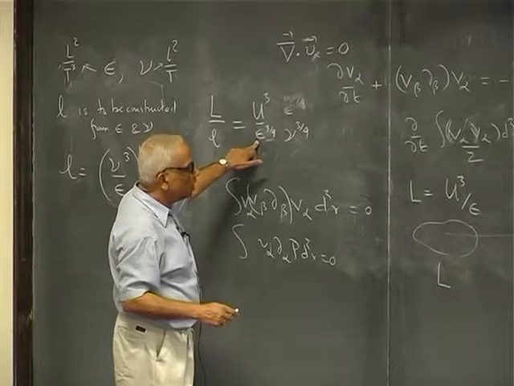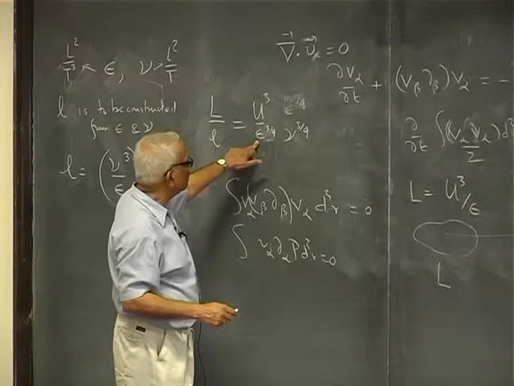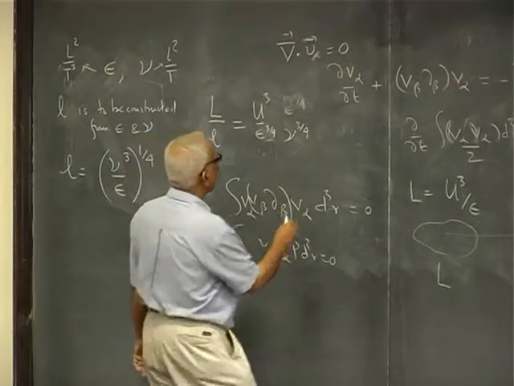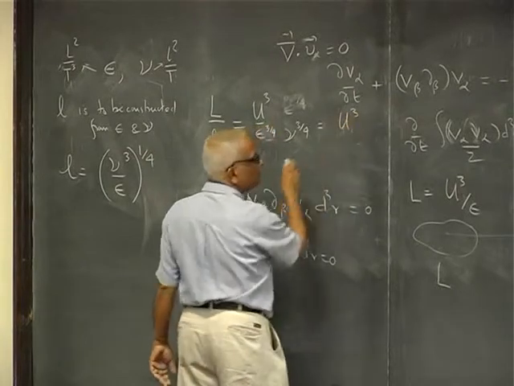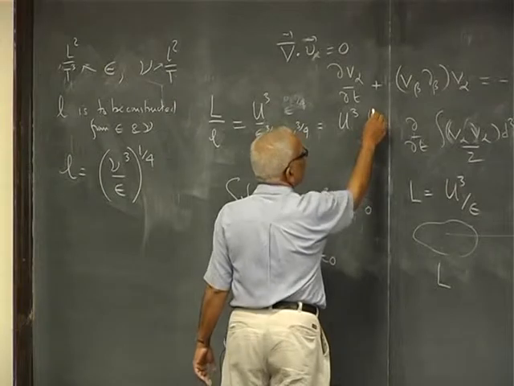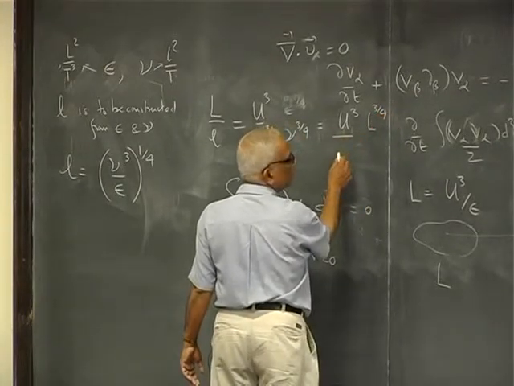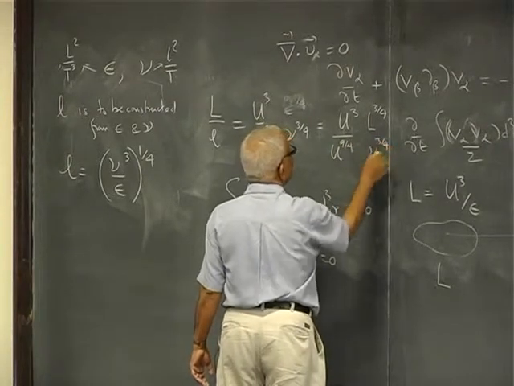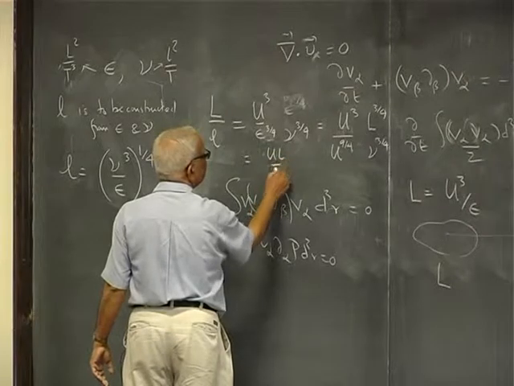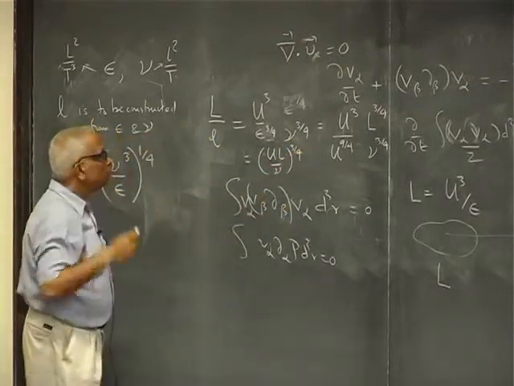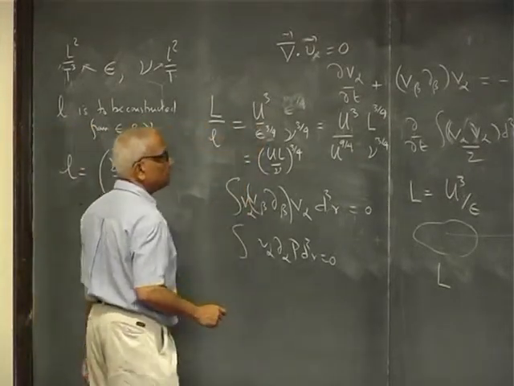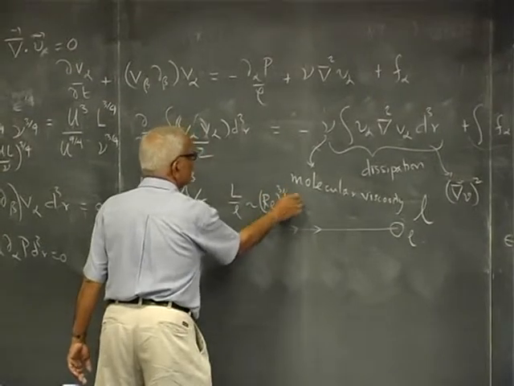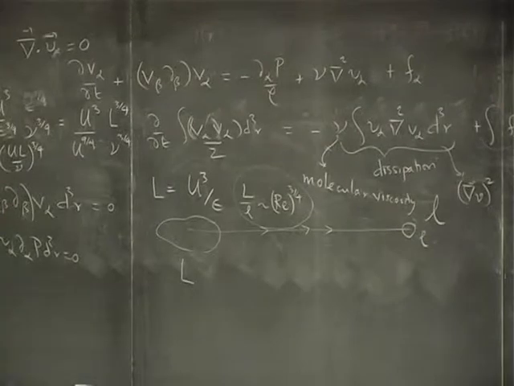I want the whole answer in the ratio in terms of U, capital L and nu. So it is going to be U to the power 3, epsilon to the power 3/4 is L to the power 3/4 over here, divided by U to the power 9/4, and this is nu to the power 3/4, which is equal to UL over nu to the power 3/4. But UL by nu is our great old friend, the Reynolds number. So this ratio of L over l is Reynolds number to the power 3/4. And now I am in business.